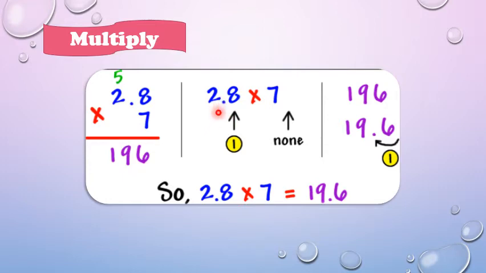I will look at the factors. 2.8, in this factor, the decimal point is after one decimal place. At 7, none. There is no decimal point. So, in the product, we will write the decimal point after one decimal place. So, the answer will be 19.6. That means 2.8 times 7 equals 19.6.